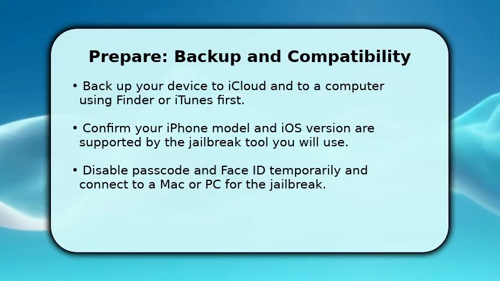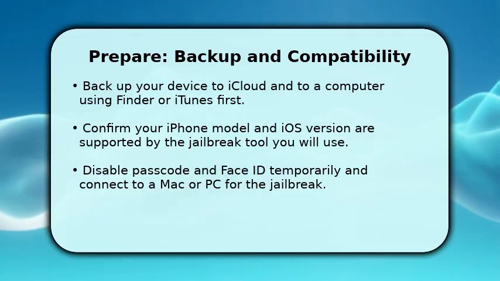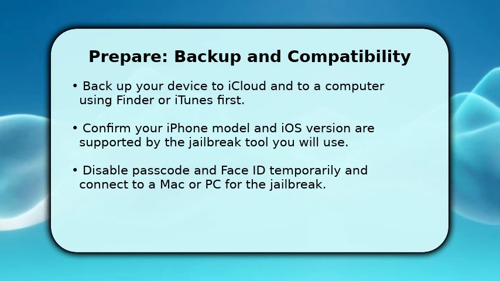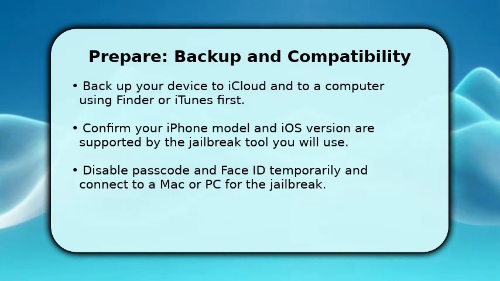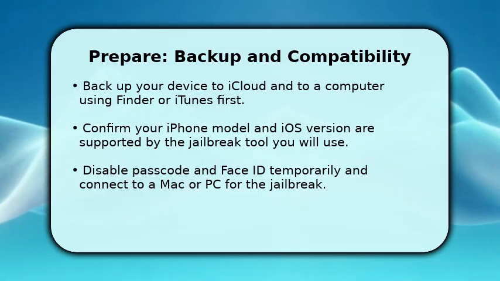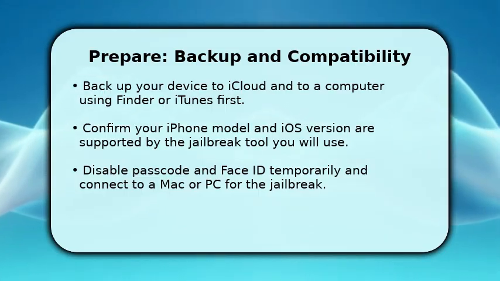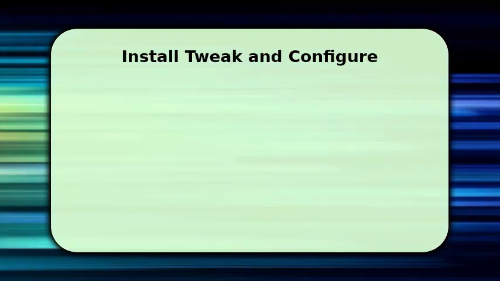Disable passcode and Face ID temporarily to avoid interruption during the jailbreak. Connect the iPhone to a Mac or PC and enable airplane mode before starting the process. Open Cydia or Sileo and add the repository that hosts the transparent keyboard tweak.